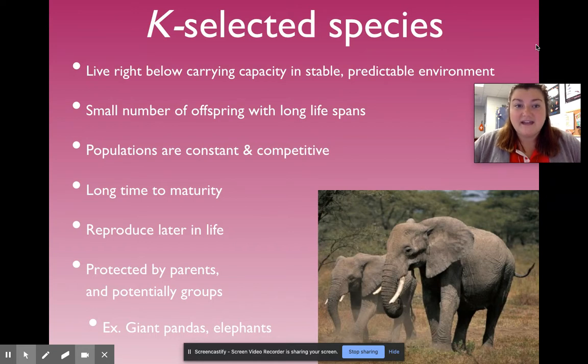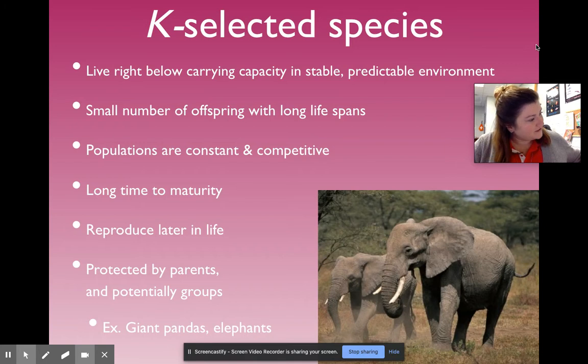So K-selected species, they're going to live right below the carrying capacity, and the environment that they're living in is going to be pretty stable, pretty predictable. I guess stable is the best way to put that.